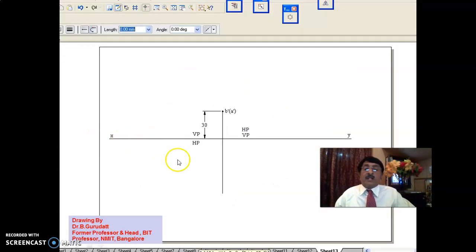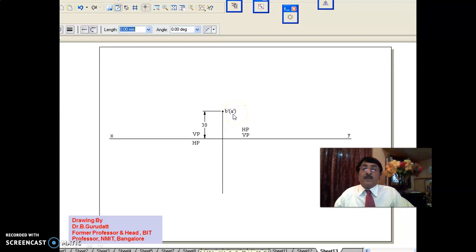First you draw the XY line, VP HP, HP VP. This is what you have to understand clearly. The XY line you draw, VP HP will represent the front view, that is the first quadrant, and HP VP will represent the second quadrant, and the points are one behind the other. That is why it appears as a point 30 mm above the XY line. That means it is directly the front view, B dash A dash.